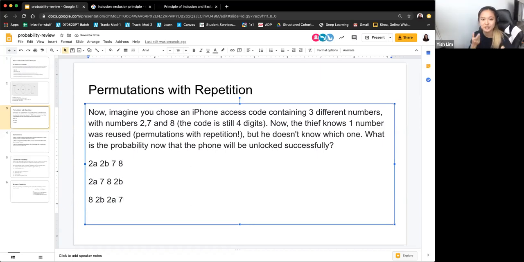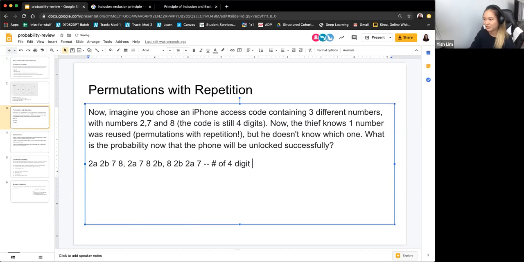And 2A and 2B are distinguishable 2s. And so we already know this as just a regular permutation. How many ways can you arrange 4 digits is just 4 factorial. So let me actually type this. Number of 4-digit permutations is equal to factorial 4.